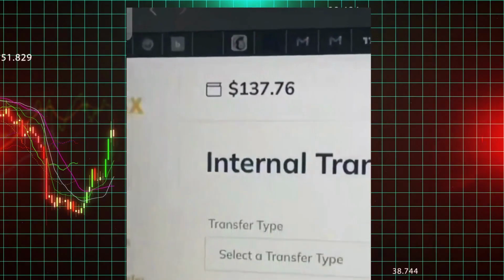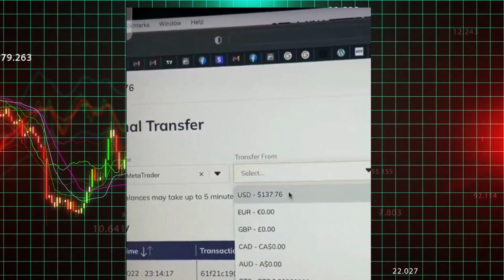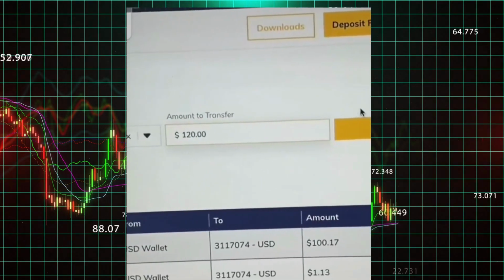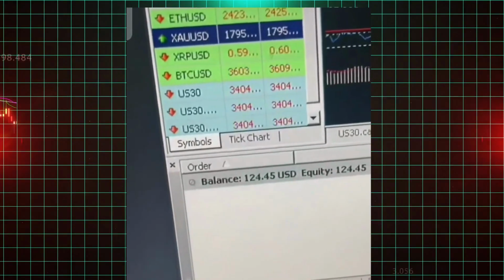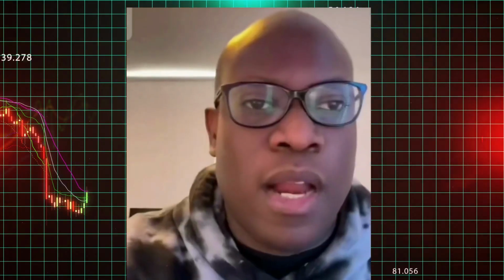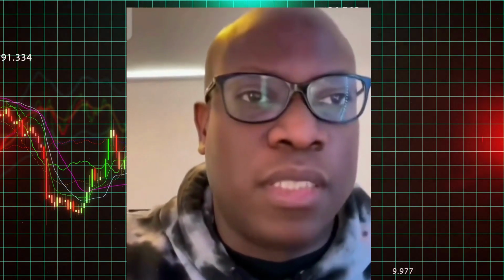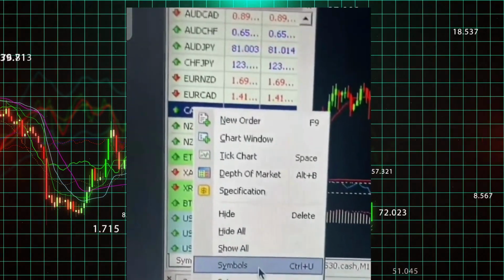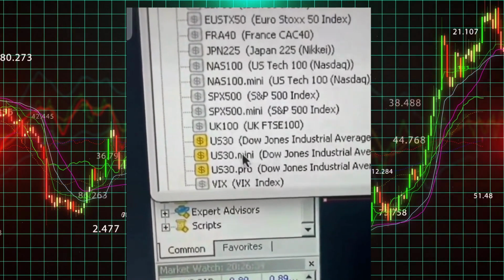Now that the money is in your account, go to internal transfer, select wallet to MetaTrader, USD, select this account, select request amount transfer. It's going to ask you to confirm, transfer, then it automatically goes to your account. Now you've got to find US 30 Mini in your KOT Forex MetaTrader account, and this is how you do it. Right click on any symbol, click symbols, click indices, click US 30 Mini. And here we are, US 30 Mini live.